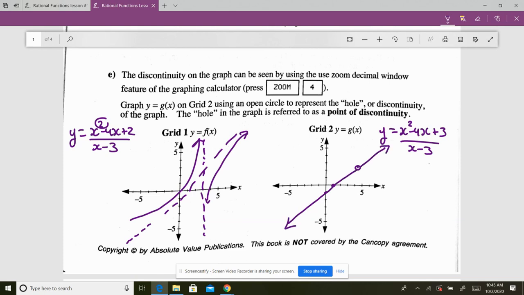It's a straight line with an open circle. Open circle means that is a point of discontinuity. It does not exist. Where does that point exist in terms of x values? What's its x coordinate? Oh, I drew it. There, that's better. It's at 3, okay, which makes sense because you have a 3 in the denominator.